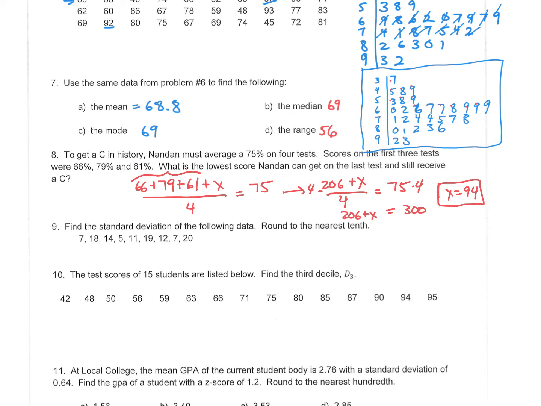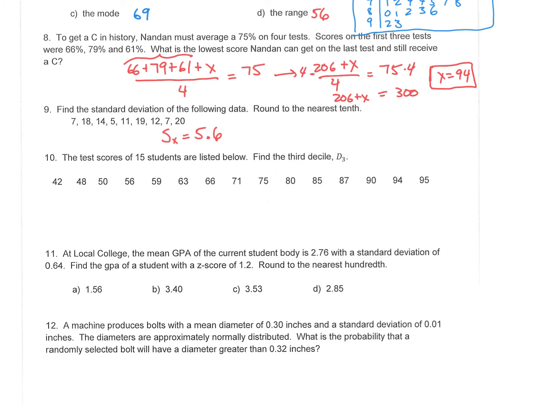Next one: find the standard deviation of the following data, rounding to the nearest tenth. We can use a calculator to get this answer. So the standard deviation, S sub x, when I type the data into my list, equals 5.59, so it rounds to 5.6.